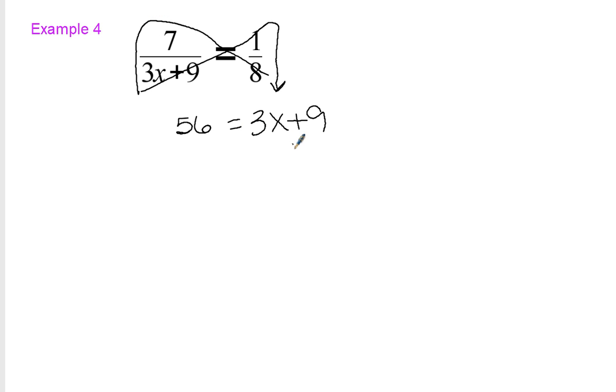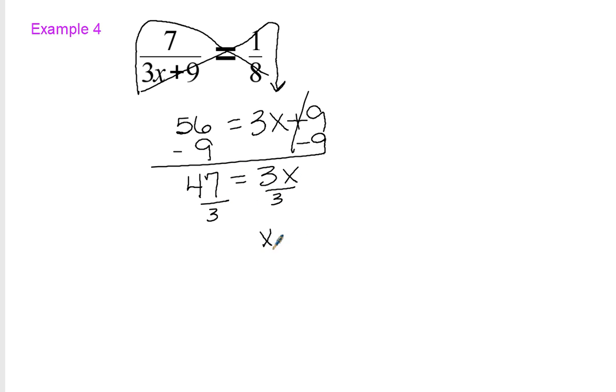Easy to solve this one. What am I going to do? You got it. Minus 9 from both sides. So I now have 56 take away 10 is 46, but add one more on, 47 equals 3x. And I'm going to divide by 3, divide by 3. X equals 47 over 3, and we cannot reduce it. We'll just leave it like that. Can't reduce because 3 is a prime number and it doesn't go into 47.